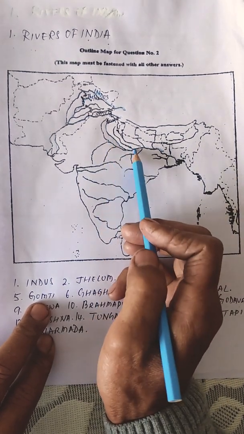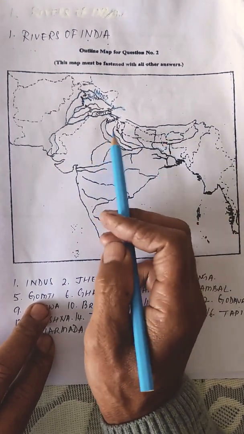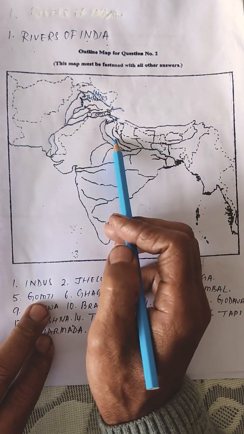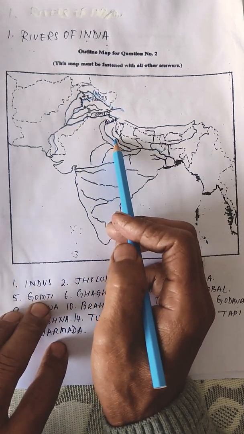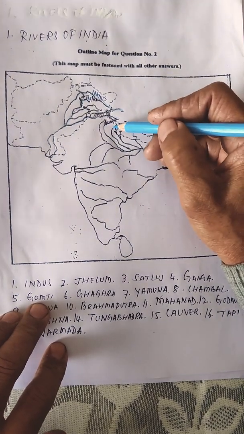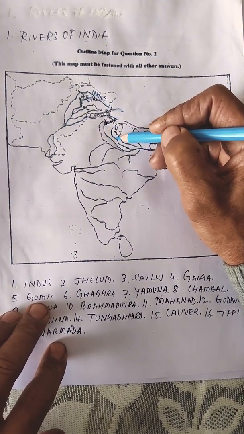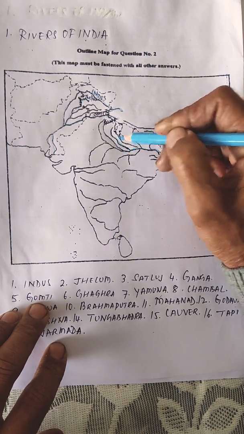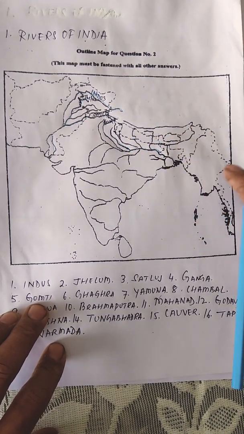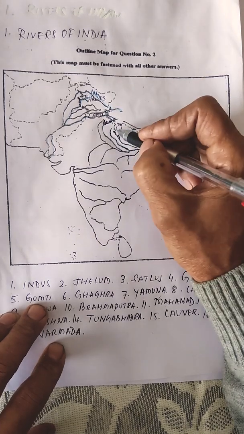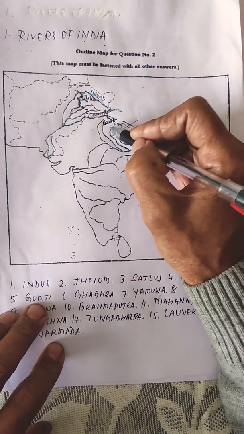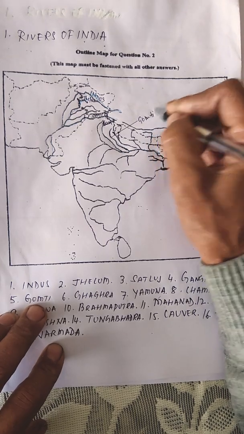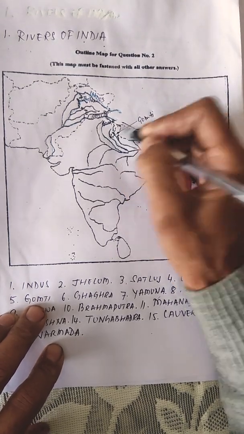Then Gomti, the first left bank tributary. When you look downstream, on your left hand is the left bank, on your right is the right bank. So the first left bank tributary of the Ganga is Gomti. This one, a famous river, flows through Lucknow city of Uttar Pradesh. You can do an arrow mark here like this, and you can write Gomti here. So this one, Gomti.